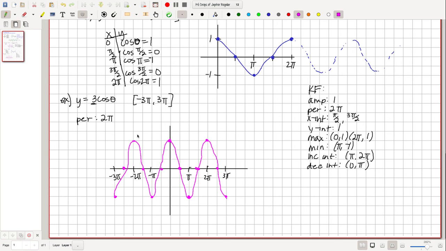Points of extrema, you have a maximum at (negative 2 pi, 3), a maximum at (0, 3), and at (2 pi, 3). Minimums, we have 4 minimums: (negative 3 pi, negative 3), (negative pi, negative 3), (pi, negative 3), and (3 pi, negative 3).